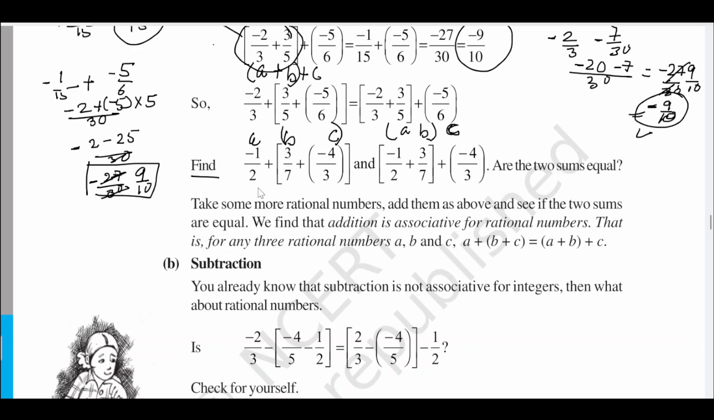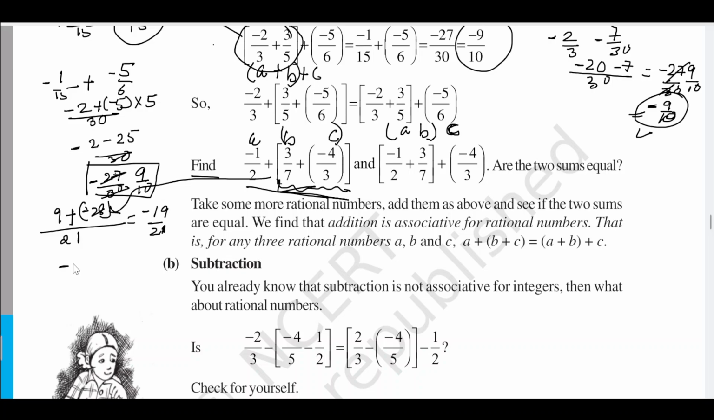So if we try to solve this LHS side, what we will get? First we will solve the things inside the bracket. How much are we getting? LCM will be 21. 7 threes are 21, so 9 plus 3 sevens, so minus 28. Minus 28 plus 9 is equal to minus 19. Minus 19 by 21. This is just the thing inside the bracket.